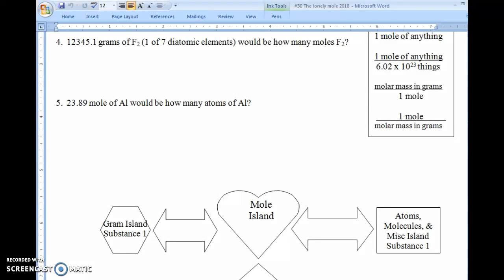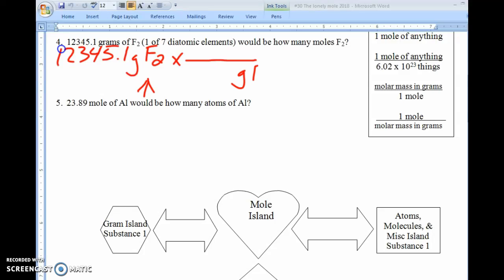So we're going to start working question number 4. They start us off with 5.1 grams of F2. So that's what I'm going to start my problem with. Put a multiplication sign, division bar. Whatever this label is must go on the bottom of this next step, grams of F2. And now we can try to figure out where we have to go from there.